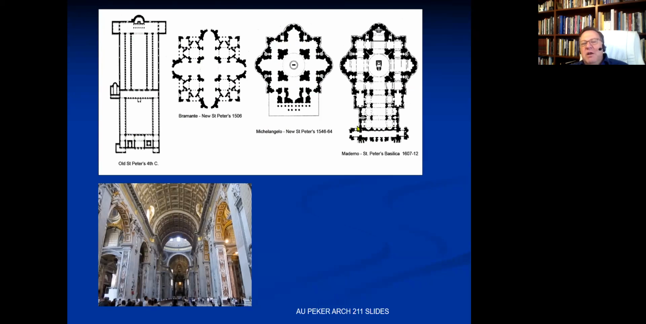And Maderno added this arm with nave and aisles in the west. Today's building then is a product of three architects, Bramante, Michelangelo, and Maderno. This facade belongs to Maderno. We don't know the original facade designed by Michelangelo, unfortunately.